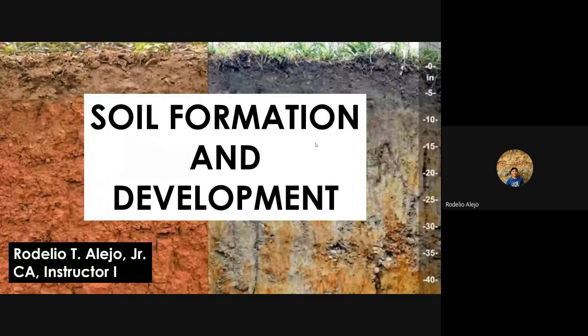Topic is about soil formation and development. So soil formation and development, we are going to tackle here about how soil develops. Okay? Paano ba nagkaroon tayo ng soil? Paano ba nagkaroon ng different layers yung soil natin? Bakit ba iba-iba yung lupa natin? Okay, so it is because of the different factors affecting soil formation.